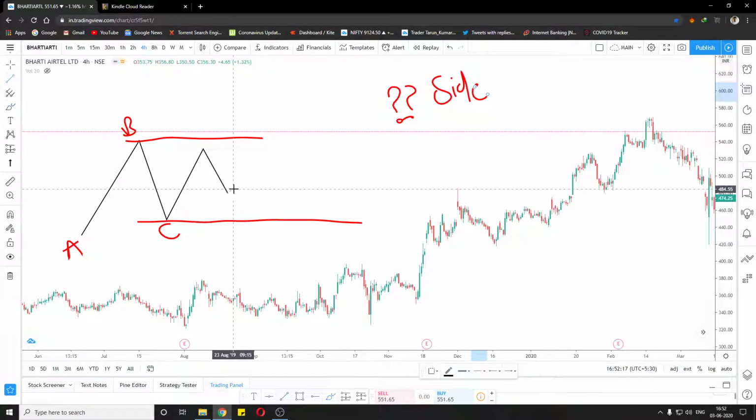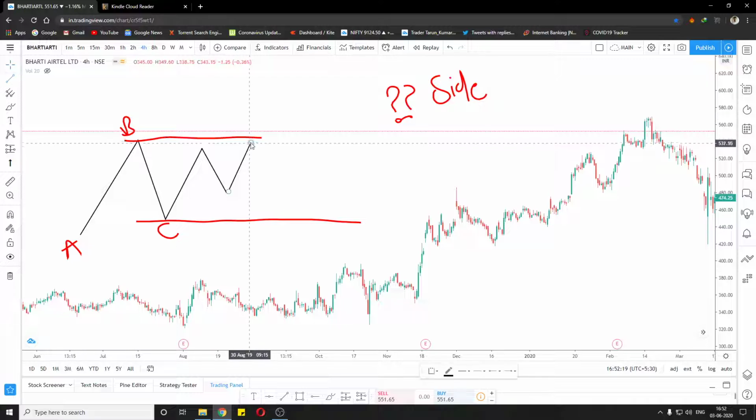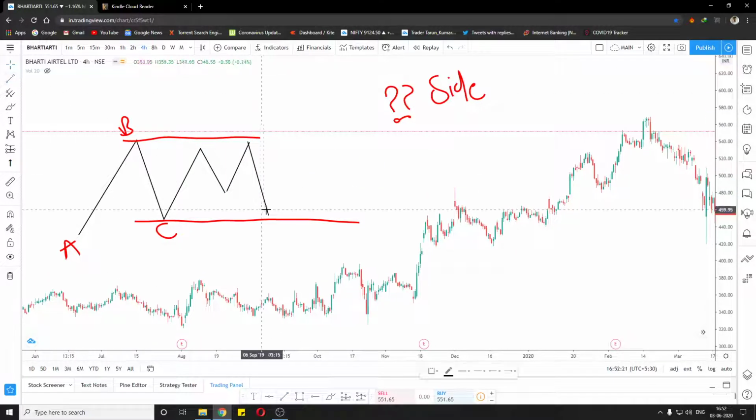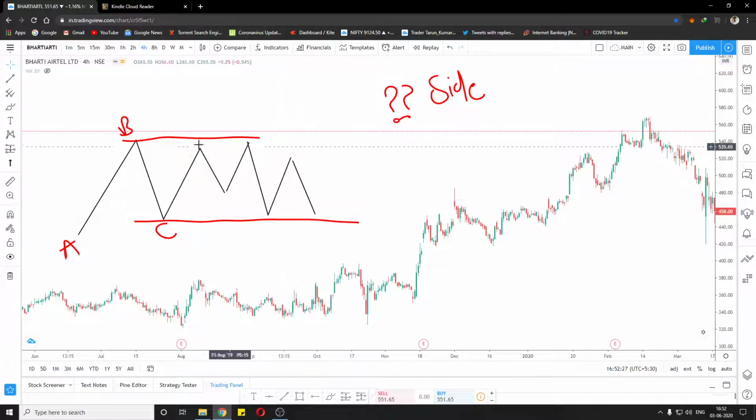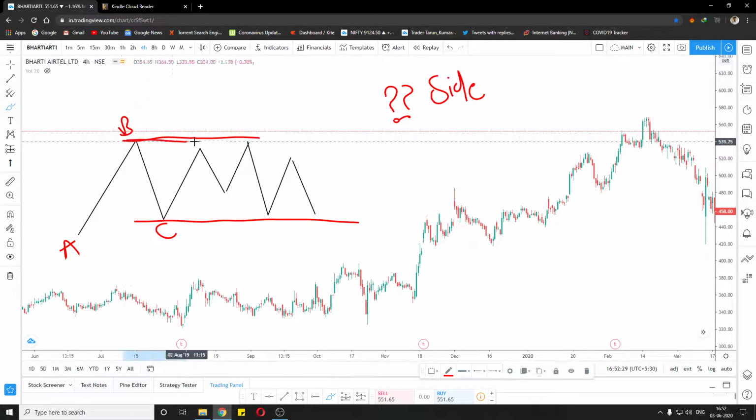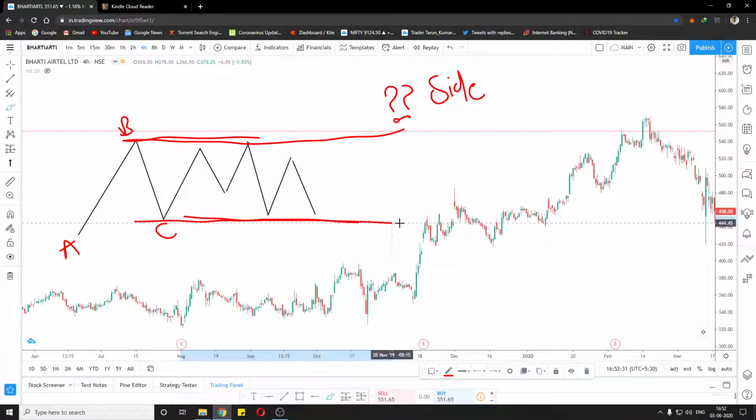So the market will keep moving like this. It will come back. It will do like this. We will have small uptrends or downtrends within a sideways market, but the overall scheme would be the sideways market.